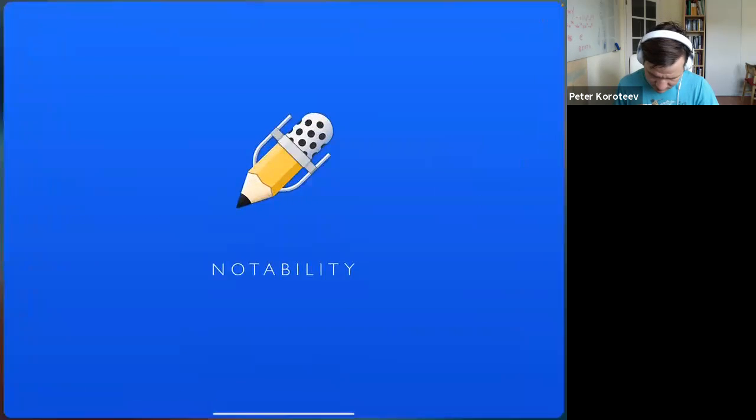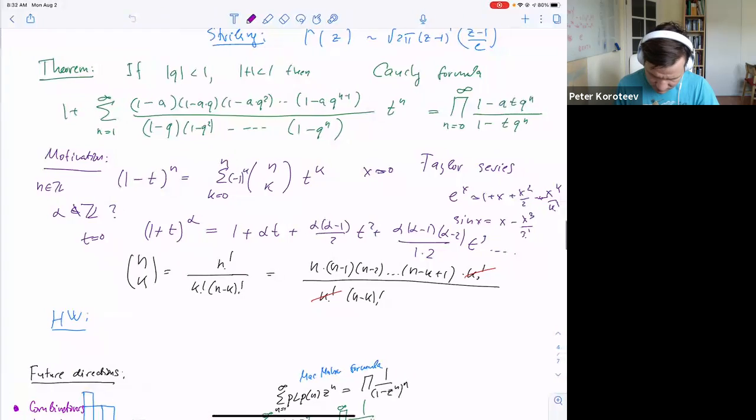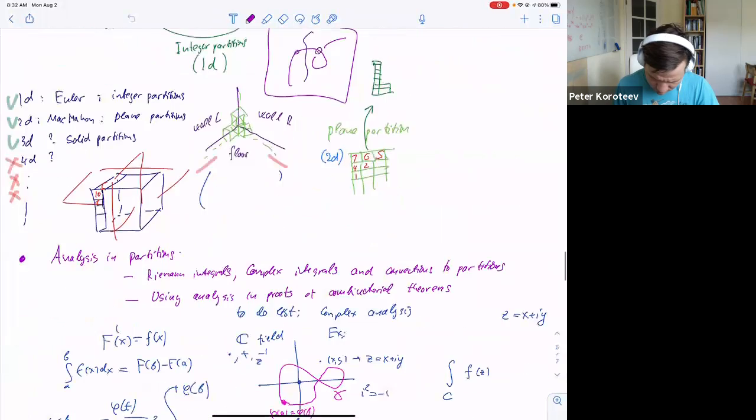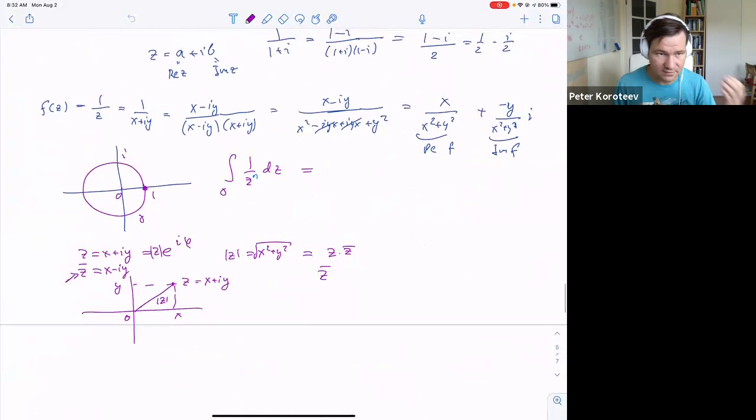oops, what happened? Oh, I hope my annotation did not. Oh, it's all here. Yeah, it's nice that Notability saves everything.